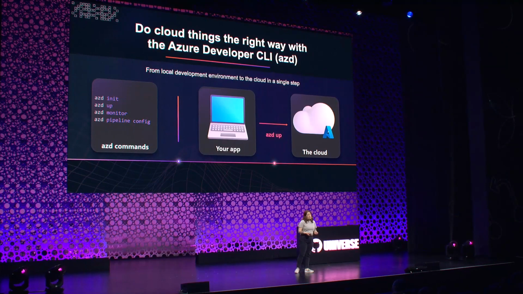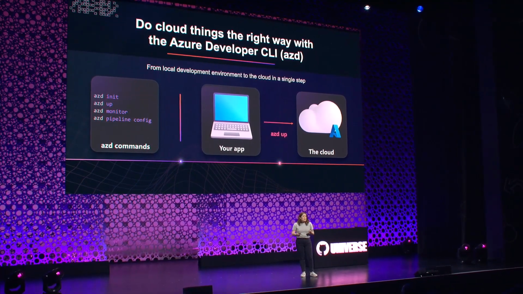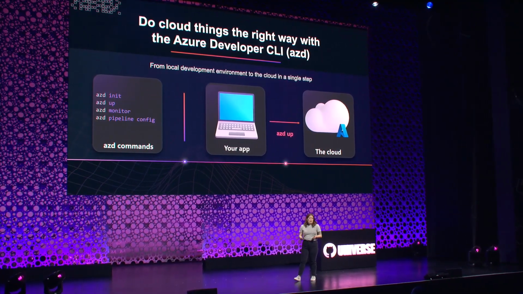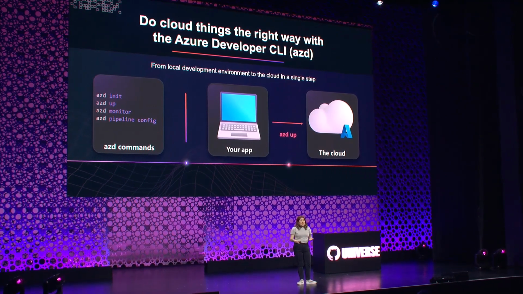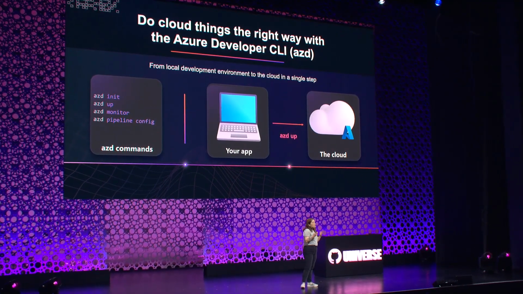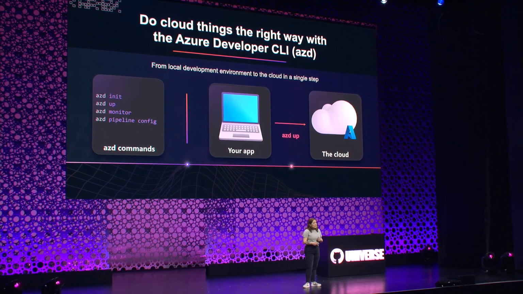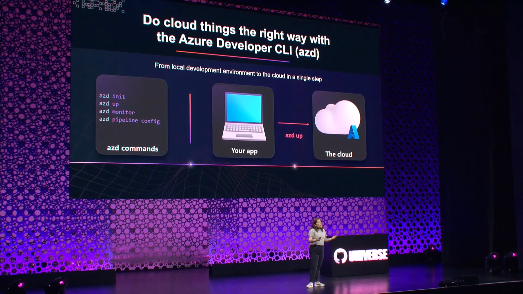A typical AZD workflow might look something like this. Start out with azd init to initialize your application for the cloud, run azd up to package the application, provision infrastructure, and deploy your code, run azd monitor to jump directly to your dashboards for application monitoring, use azd pipeline config to set up a GitHub action with all the right repo secrets and variables for GitHub and Azure to communicate securely, codifying your deployment pipeline.